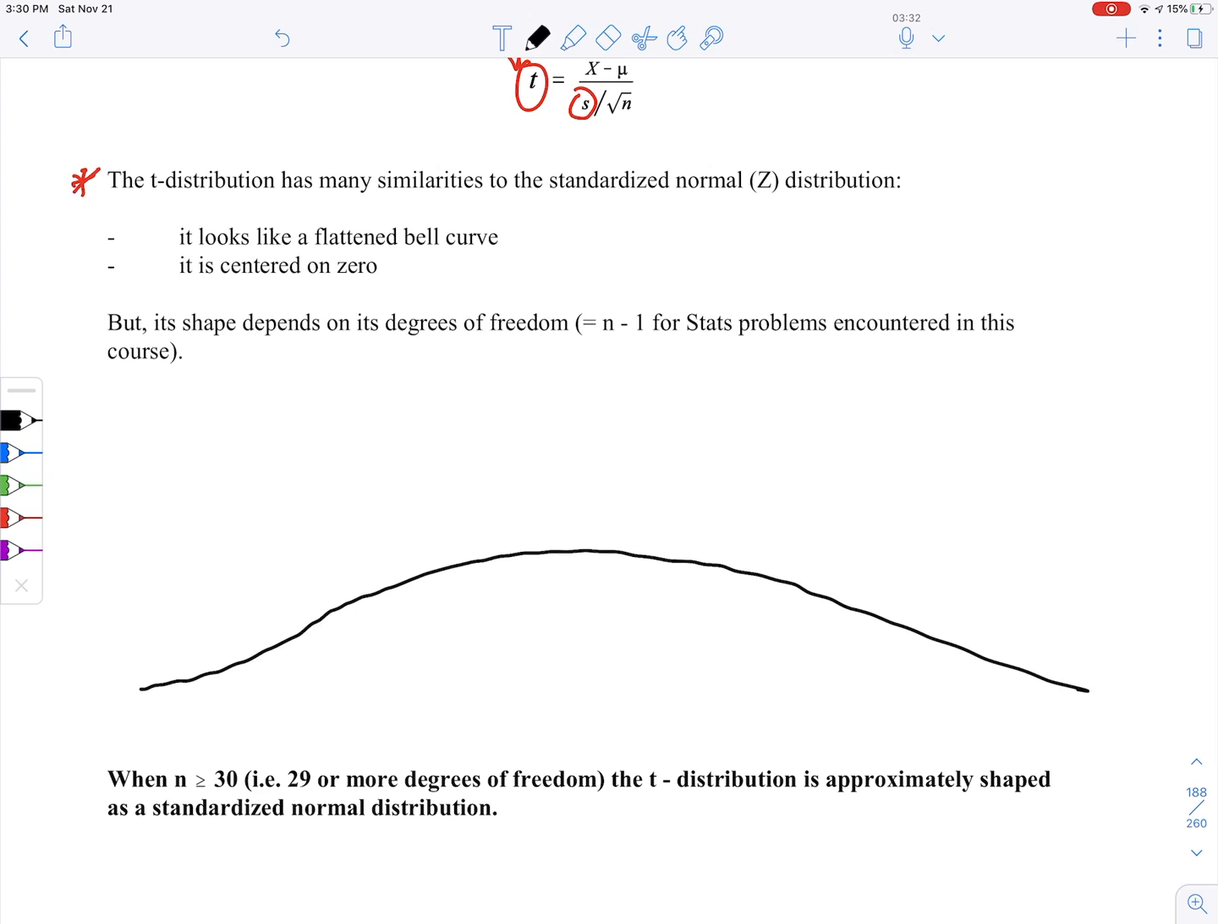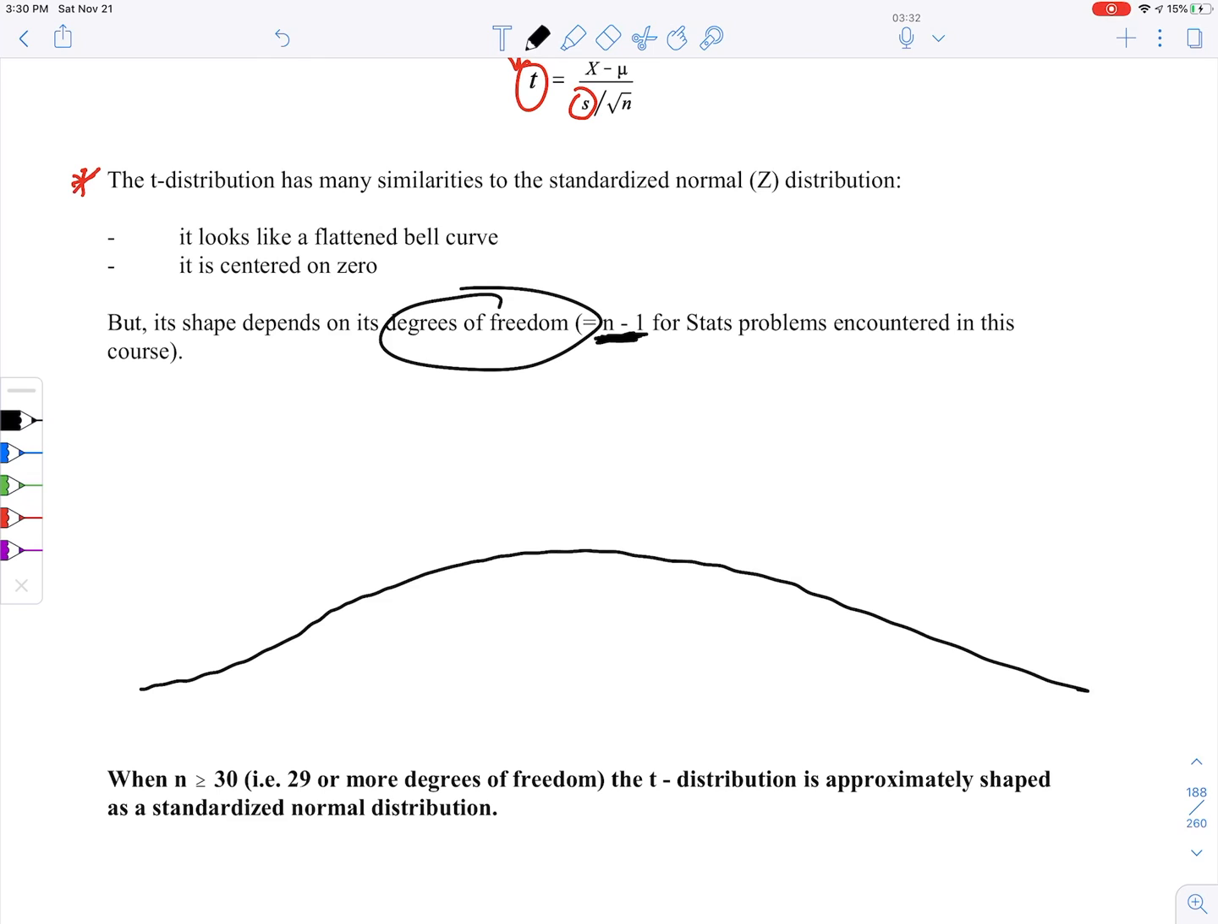And it's dependent on something called its degrees of freedom. So a new term for you here. And in our particular course, the degrees of freedom are going to be represented by n minus 1, or calculated by n minus 1. One thing to note is that when we get into Business 307, degrees of freedom may be calculated differently. So when we're dealing with two variables and how they interact, it will be calculated differently.